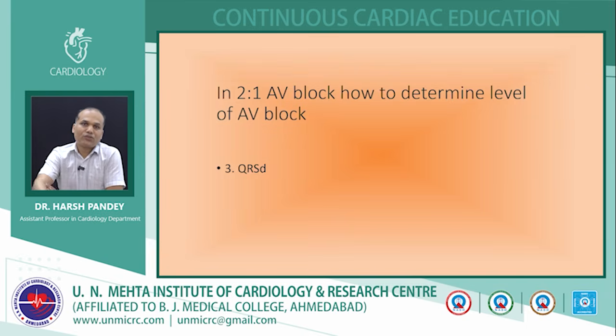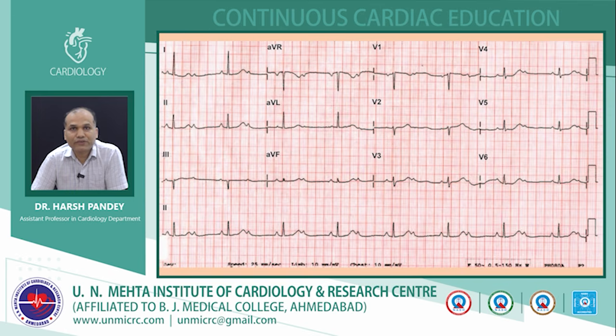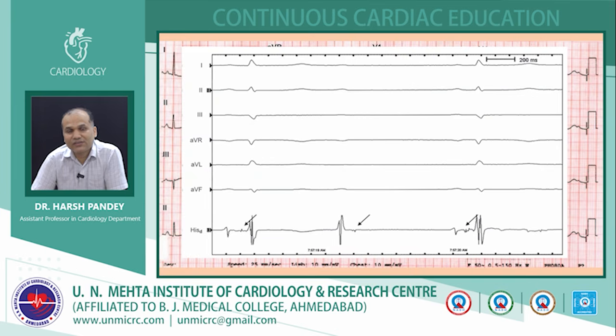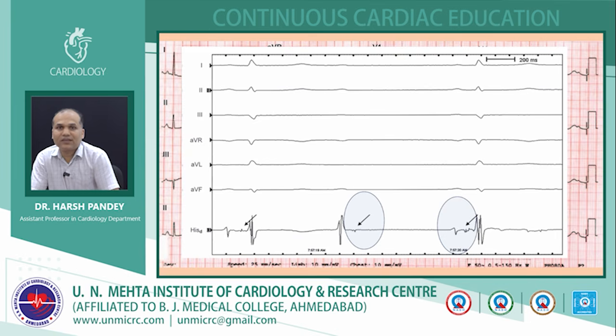Coming to the QRS duration, how can we determine the level of block by means of QRS duration? So this is 2:1 AV conduction with QRS of normal contour. Here the EP study showed that the patient is having intra-Hisian level of AV block. You can see the His potentials are split. There is a split H-H' potential. So even though the patient is having 2:1 AV conduction with narrow QRS rhythm, the patient is having intra-Hisian level of AV block.